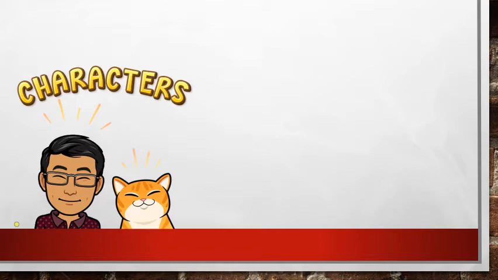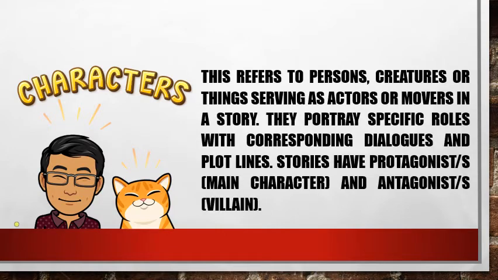First one, we have characters. When we say characters, this refers to persons, creatures, or things serving as actors or movers in a story. They portray specific roles with corresponding dialogues and plot lines. Stories have protagonists or main character and antagonists or villain.